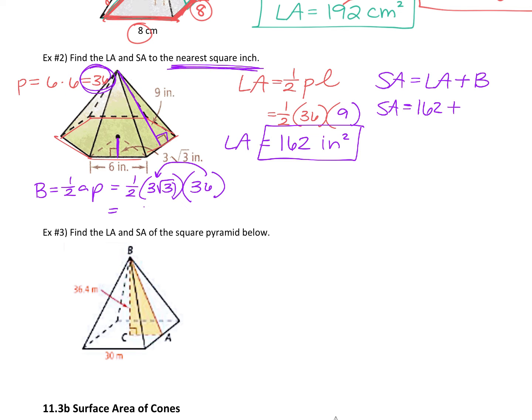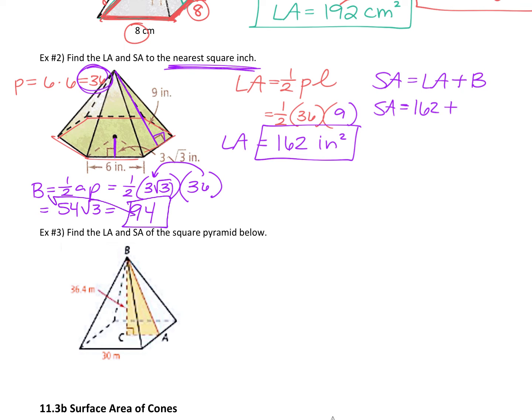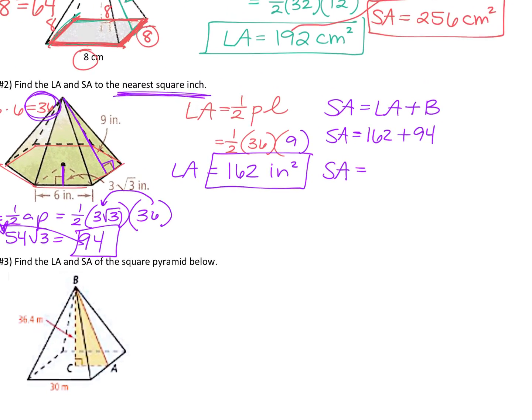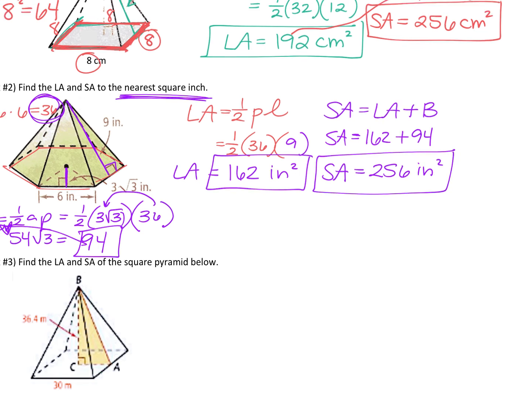So if you round this, it says nearest square inch. This would be 94. Okay, it was 54 rad 3 if you simplified in simplest radical form first. So 94 is your B. Okay, so this is 162 plus 94, which gives you a surface area of what? 256? Was that our last one too? Sure was. So 256 square inches. The last one was 192 plus 64. And this is 162 plus 94.